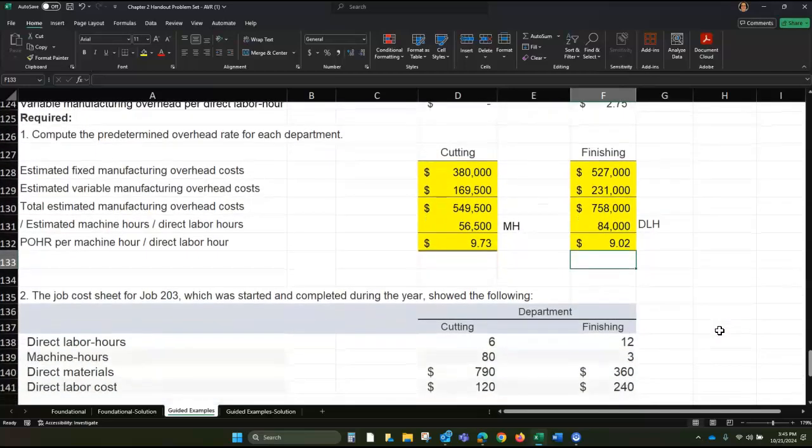Any questions so far? If you notice, that's the one thing that we start with every single time. We've got to figure out this predetermined overhead rate.